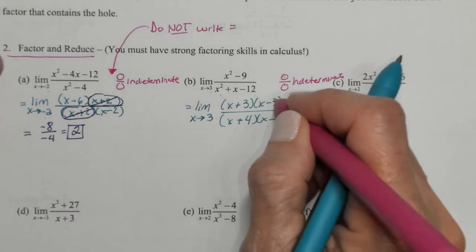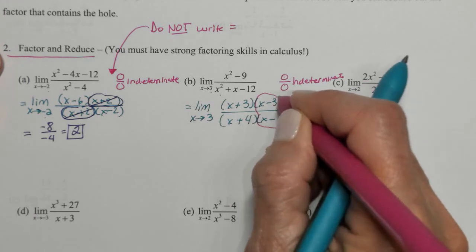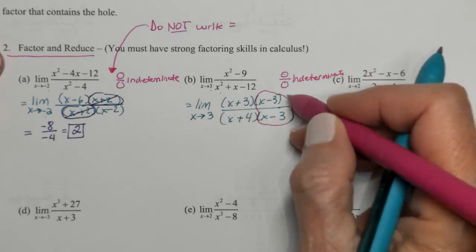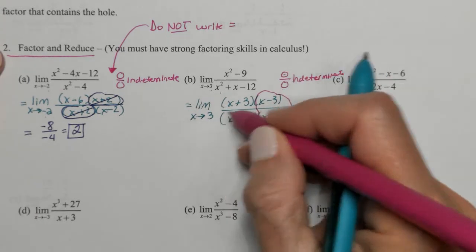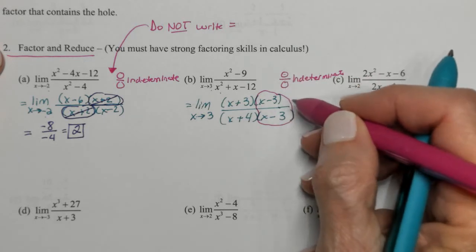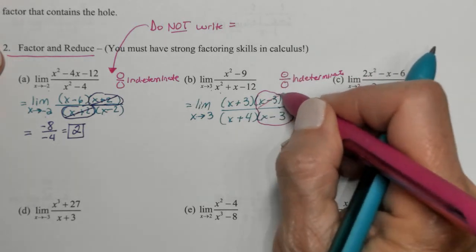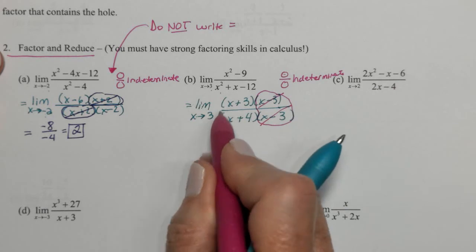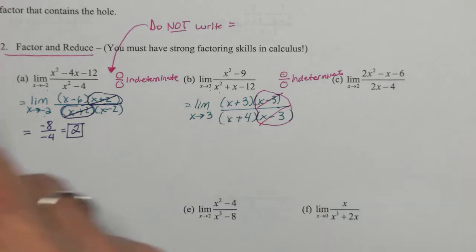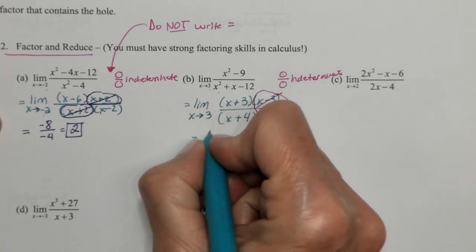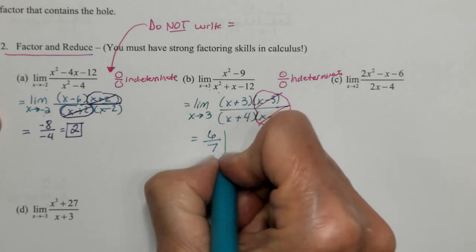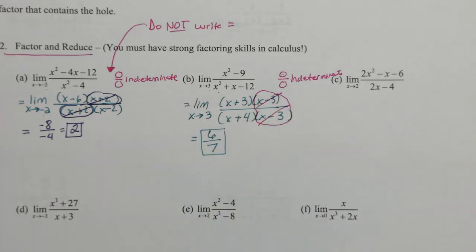And sure enough, not surprising because we did have a 0 over 0, there is our hole. I knew it was going to be there when I saw the 0 over 0. So we're going to cancel those out, put 3 into the remaining x's, and we get 6 over 7, and that is our answer.